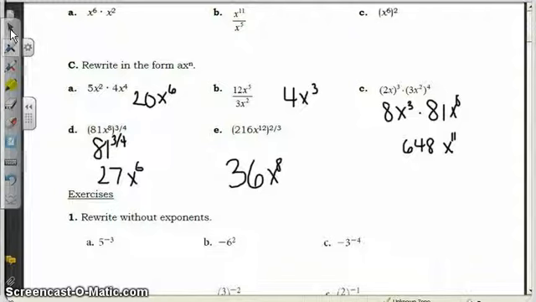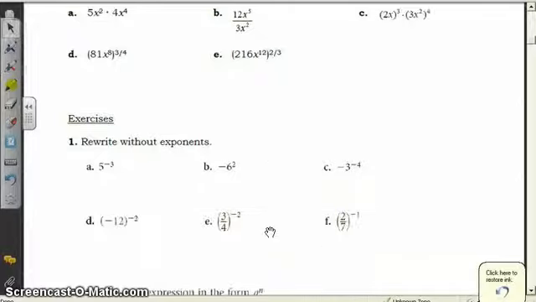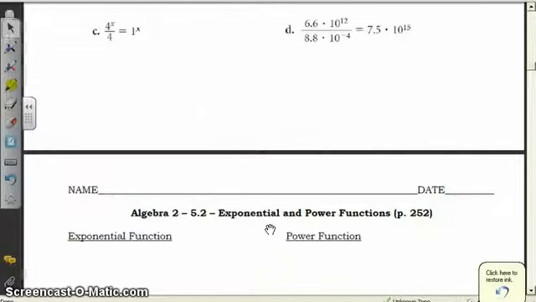The exercises follow, and it is the rest of this page and the front of the next page.